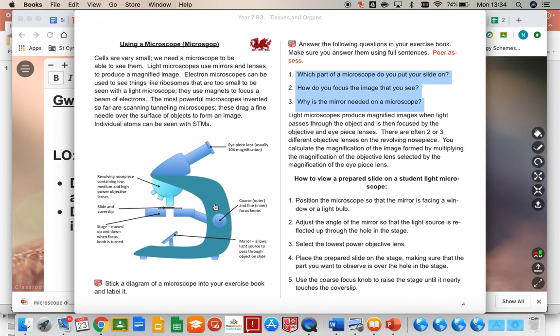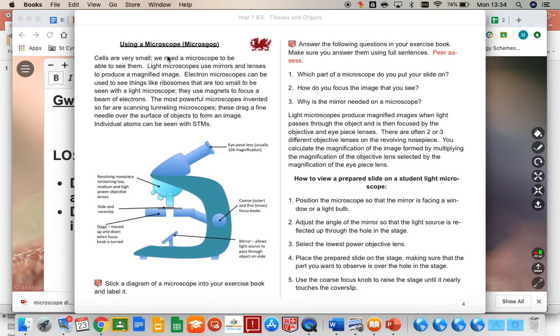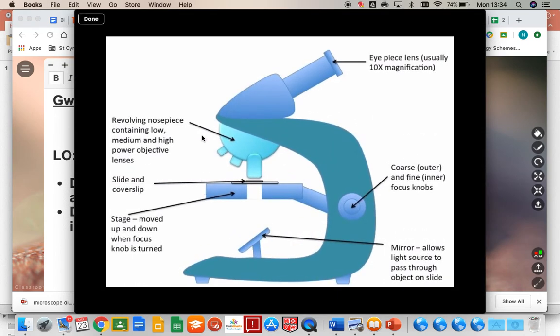Right, so to introduce you to the microscope. This is like the microscopes that we have in school. The most important thing is to make sure that the maximum amount of light comes through what we're looking at on the stage there, because the light has to pass through what we're looking at to see. So let's talk about what the different parts do.